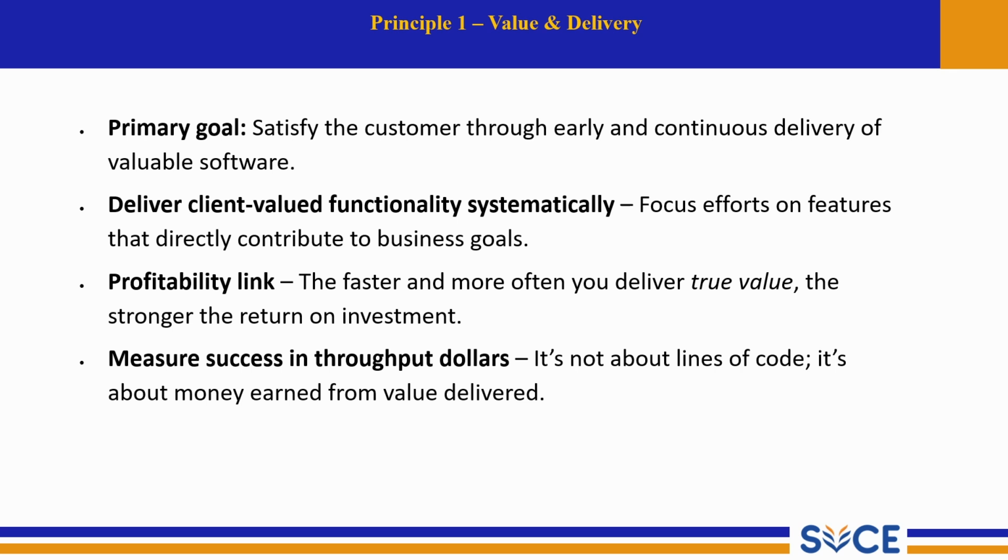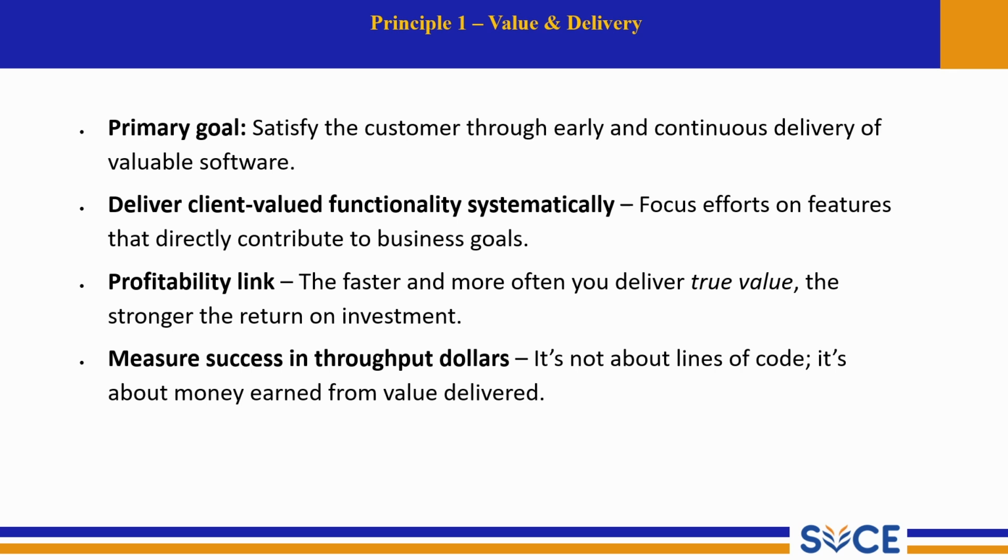Deliver client-valued functionality systematically. Focus efforts on features that directly contribute to business goals. Agile teams prioritize features that deliver real value to the customer. Instead of building unnecessary features, Agile focuses on what is truly needed. Every sprint must produce something meaningful that contributes to a customer or business goal.